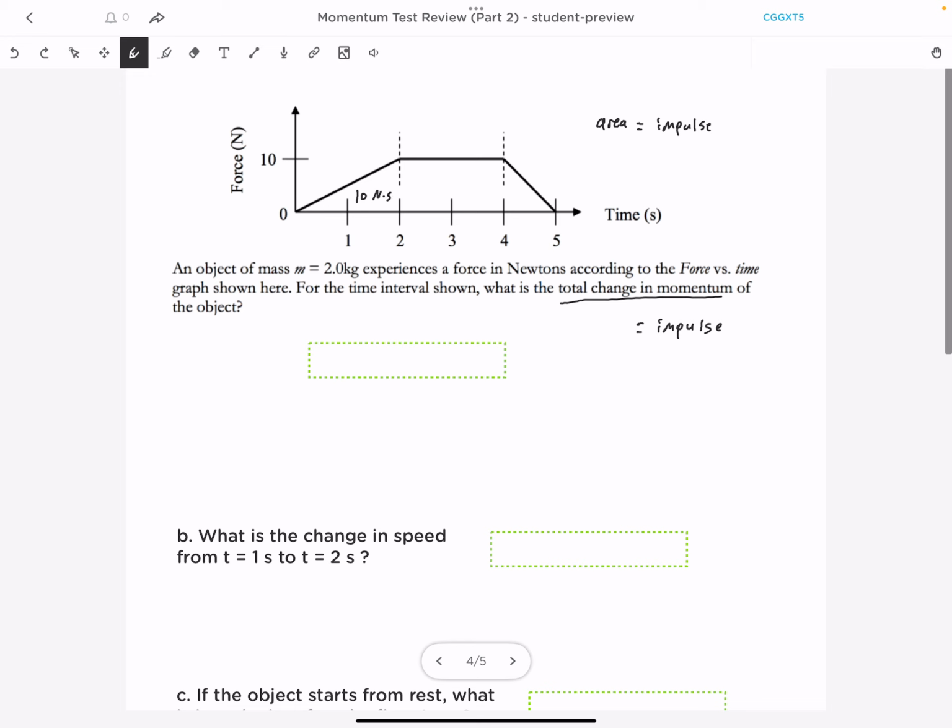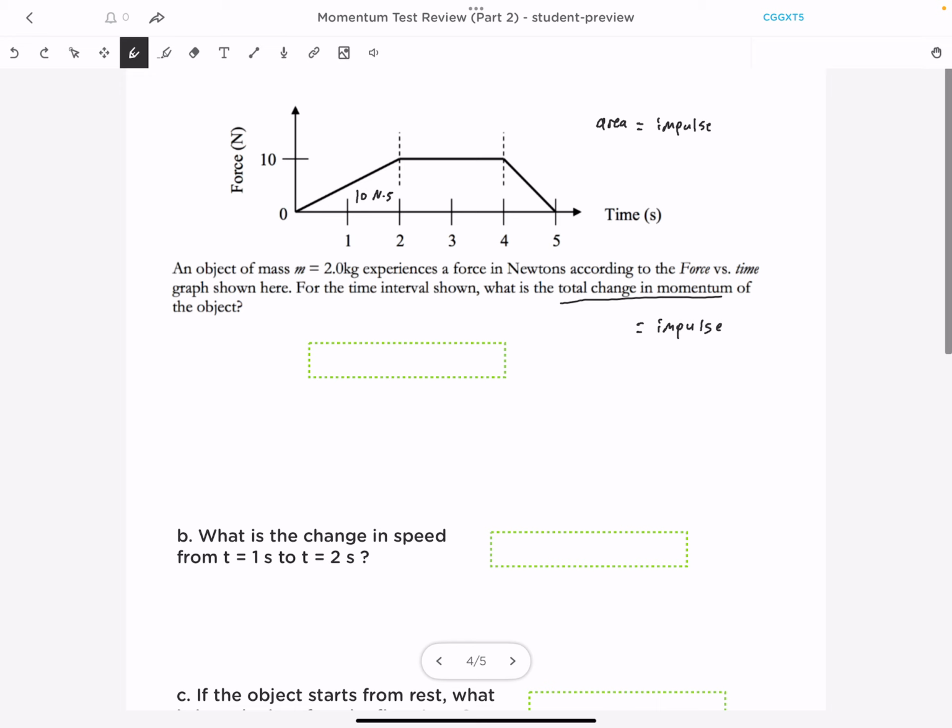I'm going to use the units Newton seconds for impulse, because force is measured in newtons and time is measured in seconds. But just know it's the same exact thing as kilogram meter per second, right? So the units of impulse in terms of Newton seconds are the same thing as a kilogram meter per second, which is a unit for momentum. You can use either or. If you want to put 10 kilogram meter per second, that's fine. So we have 10 Newton seconds for the first 2 seconds of the trip.